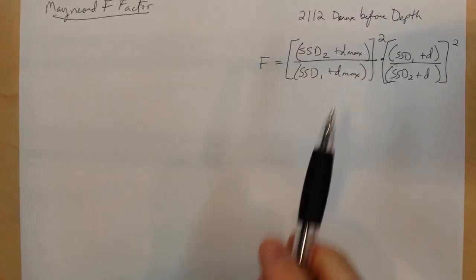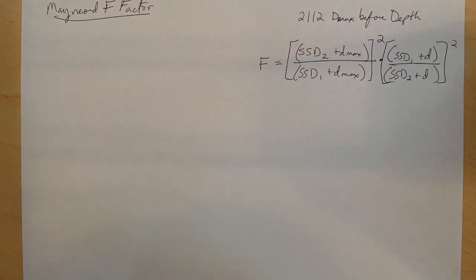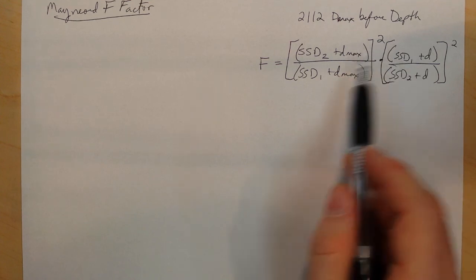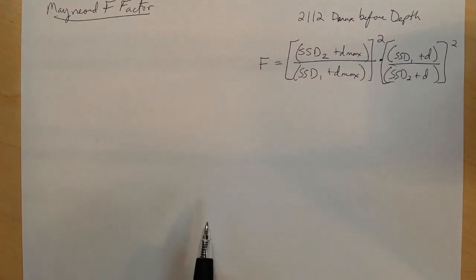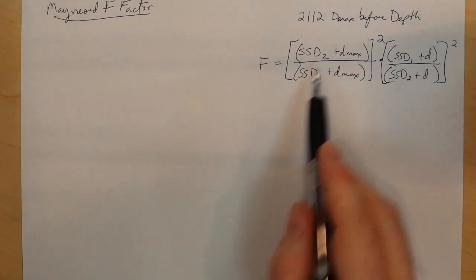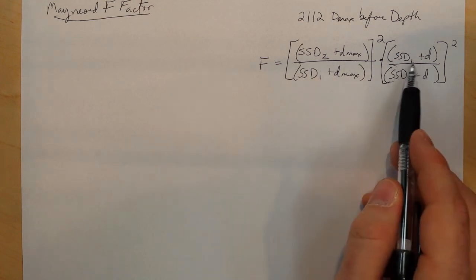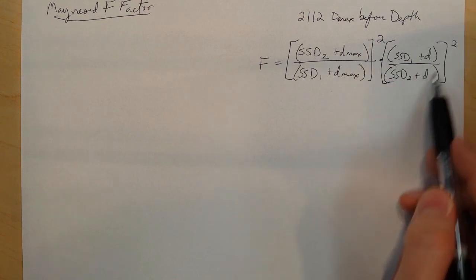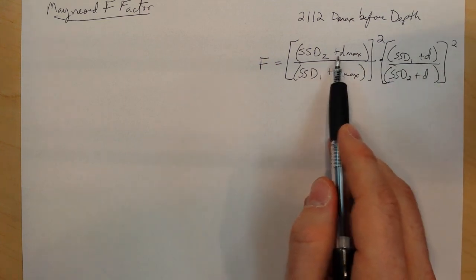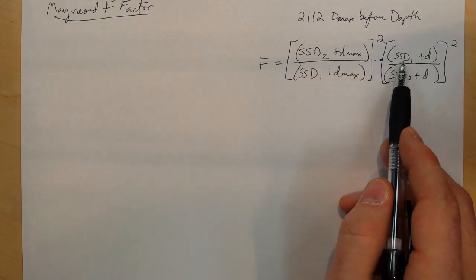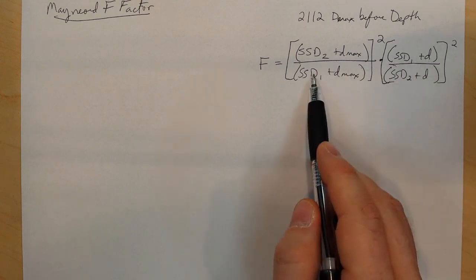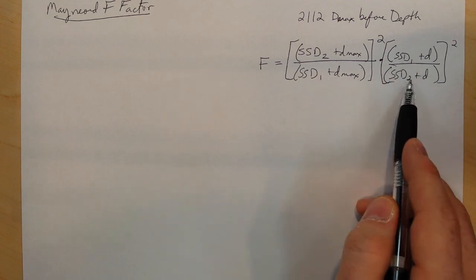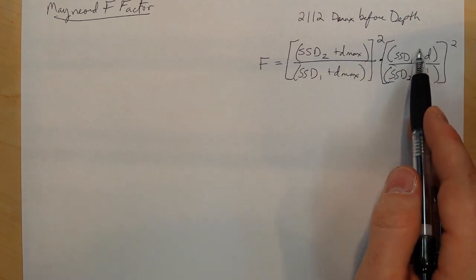The Mayneord F factor equation, you might see this written differently either in this course's lecture notes or in books, and it's probably because they've just switched the top and the bottom around, but the math works out the same. Here's where the mnemonic device works in. 2, 1, 1, 2, D max before depth. So SSD 2 plus D max, SSD 1 plus depth, SSD 1 plus D max, SSD 2 plus depth.